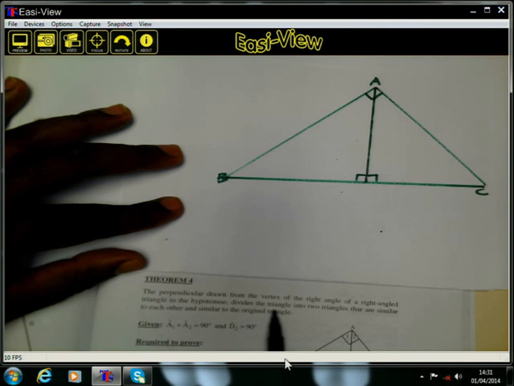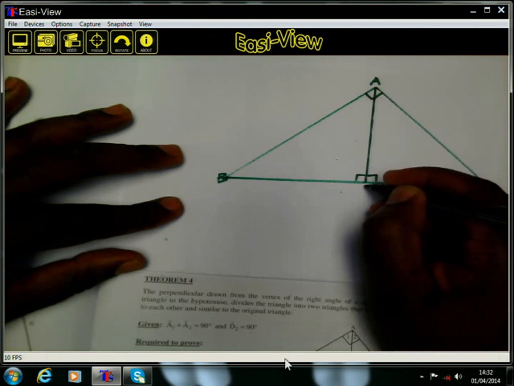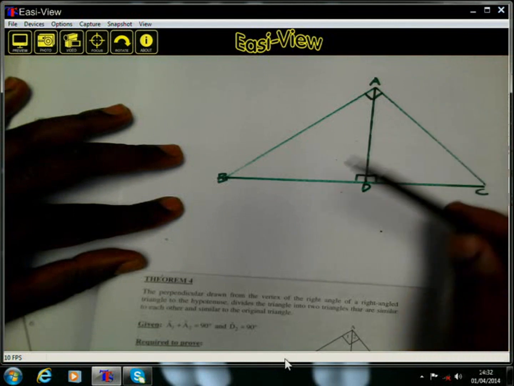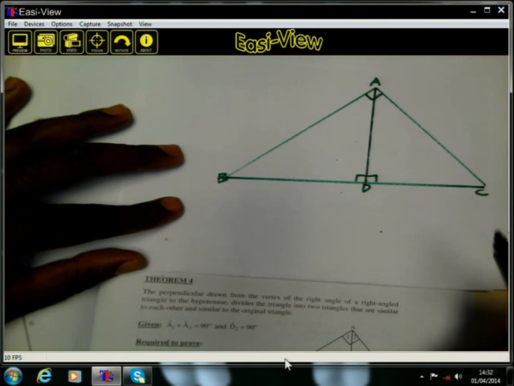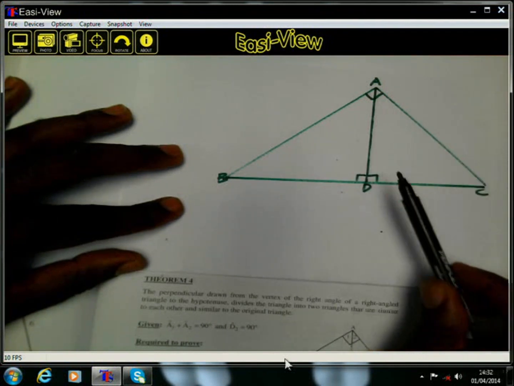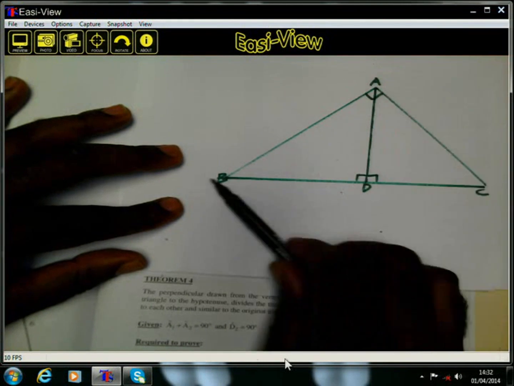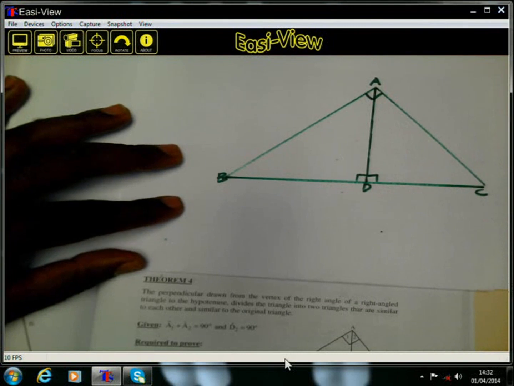This line must divide the triangle into two triangles. If I can have this as point D, it means we are having two triangles, ABD and triangle ADC. It divides the triangle into two triangles that are similar to each other and similar to the original triangle. All in all, it means we are having three triangles here: the bigger triangle, which is ABC, ABD, and ADC.